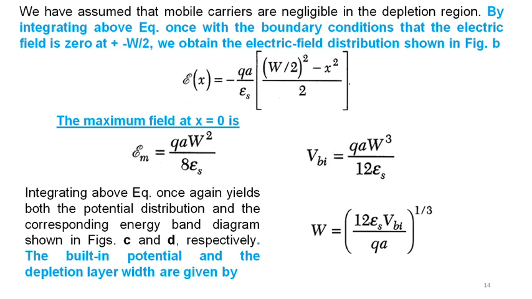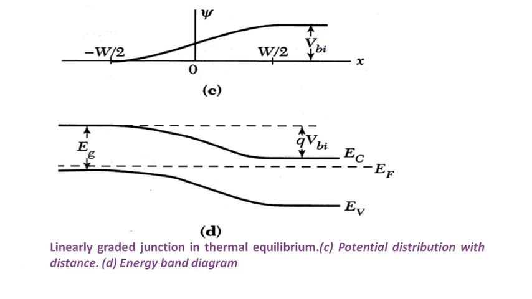Integrating our equations as in the previous slide, both the potential distribution and the corresponding energy band diagram are shown in the next slide. The built-in potential is qWW divided by twice epsilon S, and W is equal to (12 epsilon S V by Q A) raised to 1 by 3. The two things that change, the potential distribution and the corresponding energy band diagram, we see in this figure.